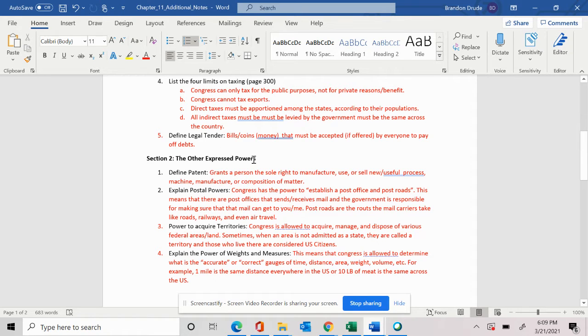That's a little different than copyright. So look in the book and see the difference between a patent and a copyright. Okay, that'll be super important for an activity we'll be doing in class.